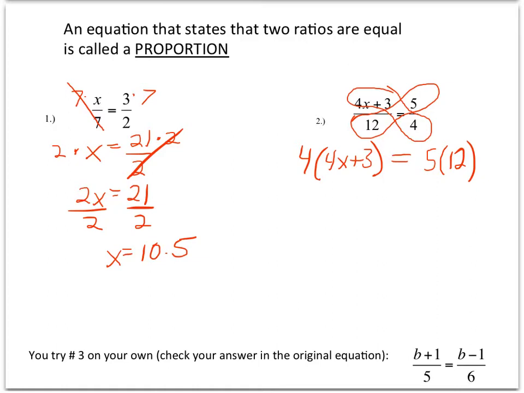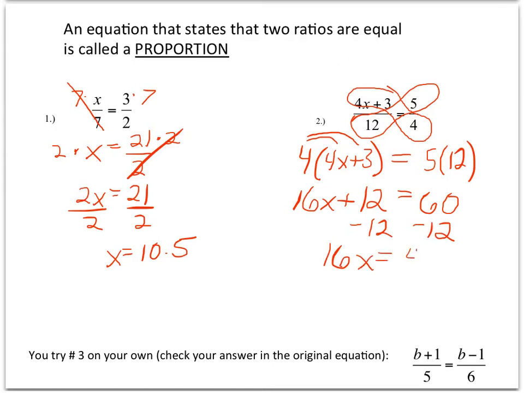Now 4x plus 3, I have to distribute to each term. So 4 needs to go to each of those. 4 times 4x is 16x. 4 times 3 is 12. And that's equal to 5 times 12, which is 60. Now a little bit of simplification. Subtract 12 from both sides. I'm trying to isolate the x variable. And I get 16x is equal to 48. 60 minus 12 is 48. Lastly, the coefficient in front of the x, the 16, needs to be divided out, and I get that x is equal to 3. Go ahead and try number 3 on your own, and make sure to check your answer by plugging it back into the original proportion.